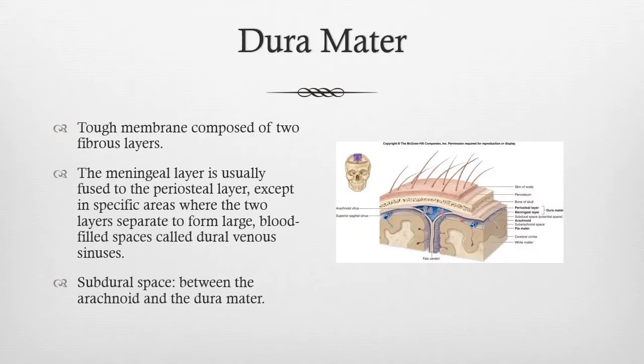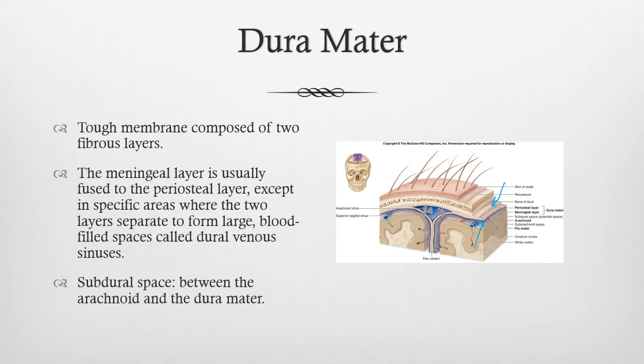So the first layer, our dura mater, is really tough. It's almost leather-like. And so it's a very tough layer. It has two parts to it. It has a periosteal layer, and then it has a meningeal layer. The periosteal layer is the portion that is right next to the bone. And so that's going to be right next to the periosteum of the bone. And then the deeper layer, the meningeal layer, is the portion that is, in a sense, next to the brain.